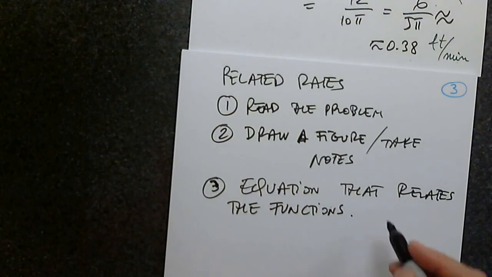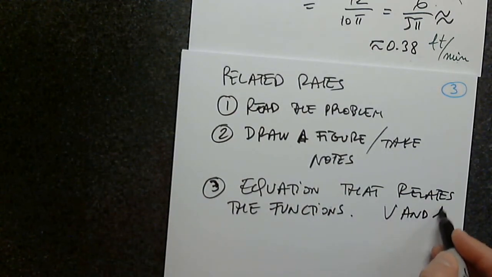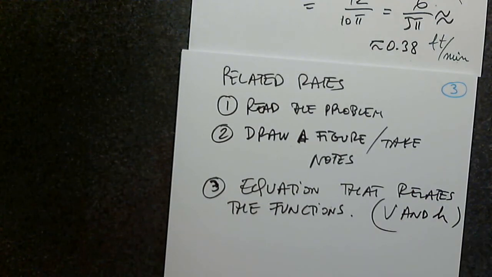In this case, it was volume and height. These were functions, both were functions of time. So I try to create an equation that connects these two functions. By that you mean where you were substituting the volume, the volume equals 1/3 pi r squared h. That's the equation that relates volume to h.